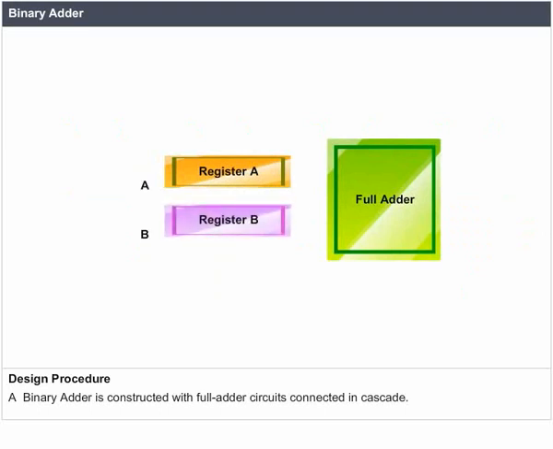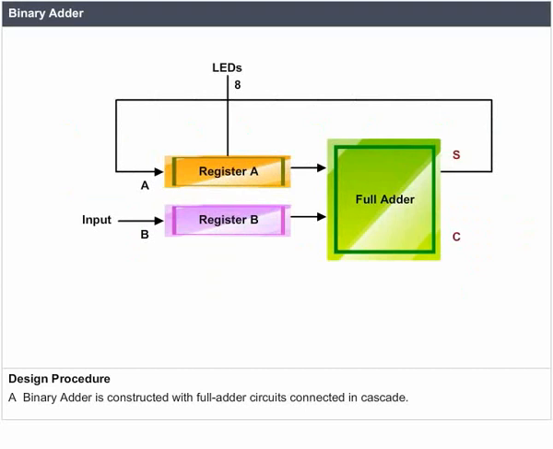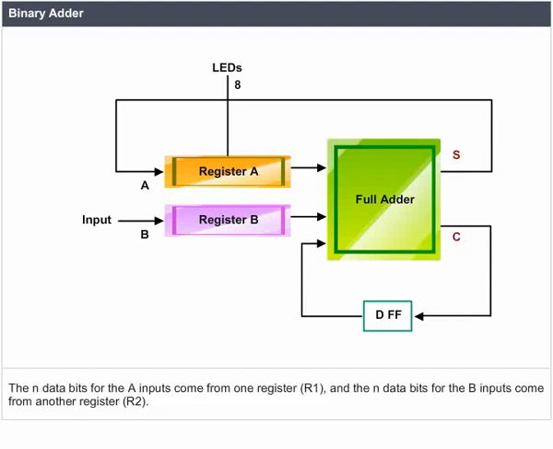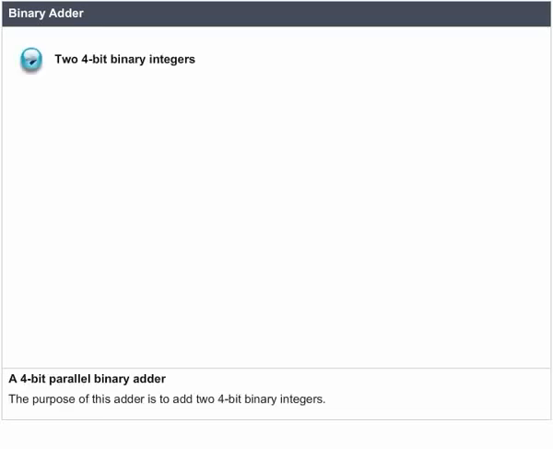Design procedure. A binary adder is constructed with full adder circuits connected in cascade. An n-bit binary adder requires n full adders. The n data bits for the A inputs come from one register R1 and the n data bits for the B inputs come from another register R2. The sum can be transferred to a third register or to one of the source registers R1 or R2, replacing its previous content. A 4-bit parallel binary adder.